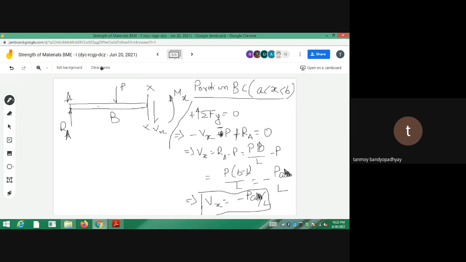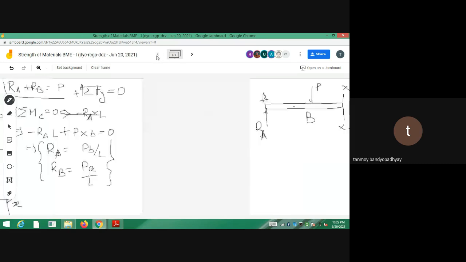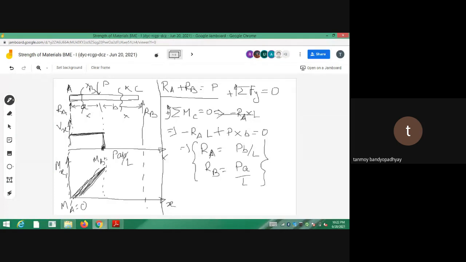Okay, so now you can see that it is actually constant, it doesn't change with X. So we can complete the SF diagram on the part BC. For part BC, see, I'll pick a place here to draw. That is the problem, space is very scarce.